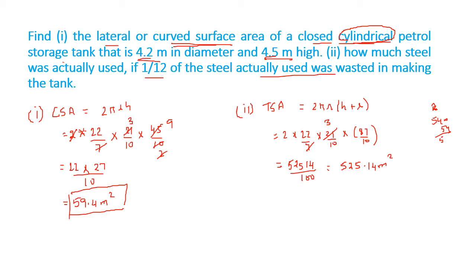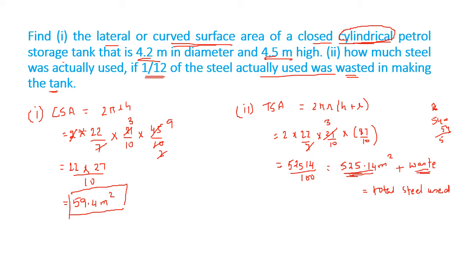Now, 1/12 of the steel is wasted, and we have to find out the total steel used. Now we don't know how much. This is the total surface area, so this meter square plus the waste. We have to add the waste to it because it was wasted. That will give us the total steel used, because this much is what the tank is made up of, and this much is the waste.